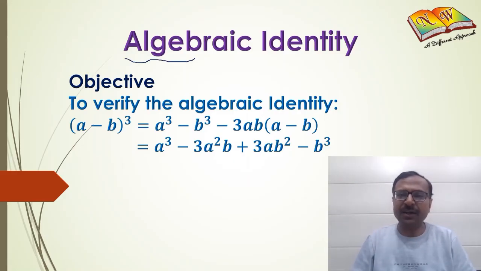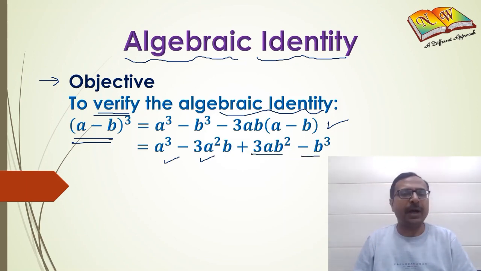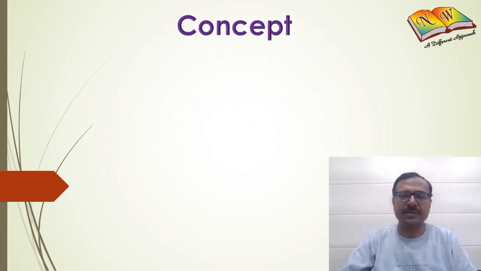This is the activity on algebraic identity. The objective of this activity is to verify the algebraic identity (a minus b) whole cube, which can be written in two different forms: a cube minus b cube minus 3ab times (a minus b), or if you expand that, a cube minus 3a square b plus 3ab square minus b cube. Let's study the concept in hand first.